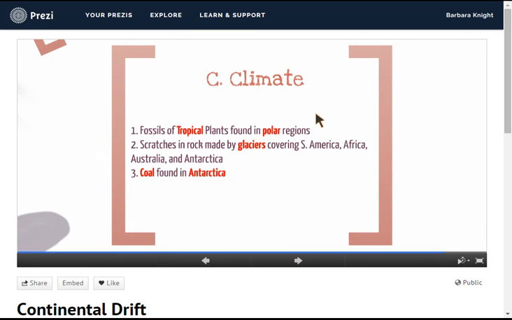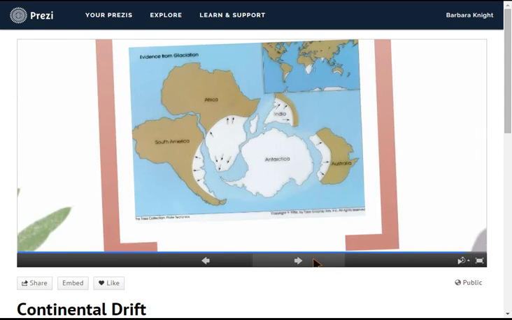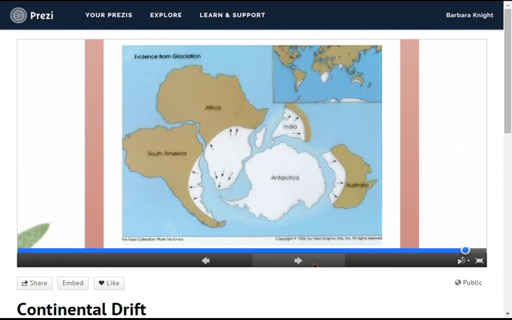Lastly, we have climate. Fossils of tropical plants are found in polar regions, which again leads us to believe that at one point it was all tropical climate, so the continents would have had to have been next to each other. There are scratches in rock that are made by glaciers covering South America, Africa, Australia, and Antarctica, and there's also coal found in Antarctica. So there was a huge change in climate at one point. And we can see that with this diagram here.